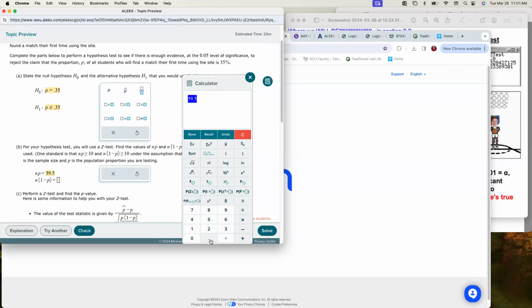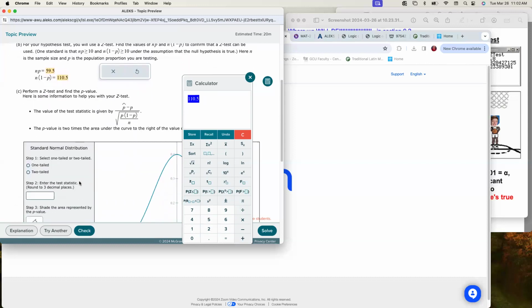And then I'm going to take 0.65, right? That's 1 minus 0.35 times 170. Okay. And I'll put that number in there, which is 110.5. Okay. So we got that part down. The conditions hold. And now what we want to do is we want to find the value of our Z statistic. Okay. So we could just go ahead and put those numbers in here.